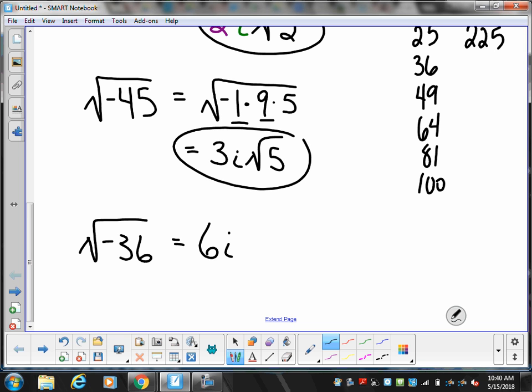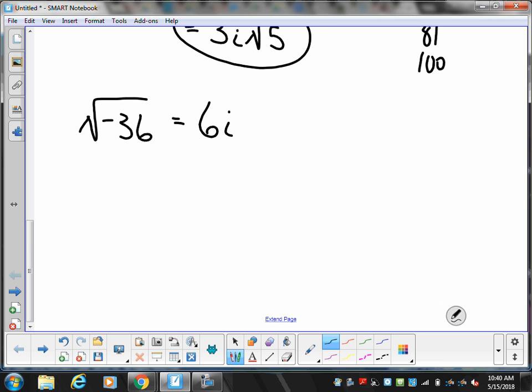Now, for this part, we're not solving equations, so we don't have to worry about making it plus or minus. If we're solving equations and trying to solve for a variable, then you would need a plus or minus 6i. We'll deal with that a little bit later. Tomorrow.